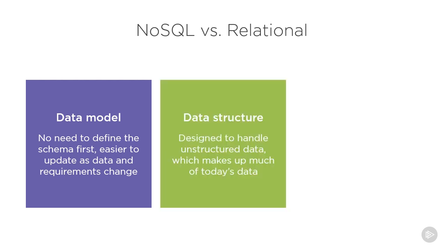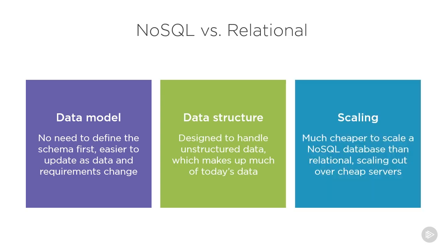Back in the days, we had a good understanding of the data structure when starting the project. In many today's projects, you don't have a clear understanding of the data structure. So NoSQL databases are a good choice for these projects. These databases are designed to handle unstructured data. And finally, as mentioned, scaling is much cheaper for NoSQL databases because you don't need to scale up, meaning buying a better machine to host your NoSQL database. You can scale out over cheap commodity servers.